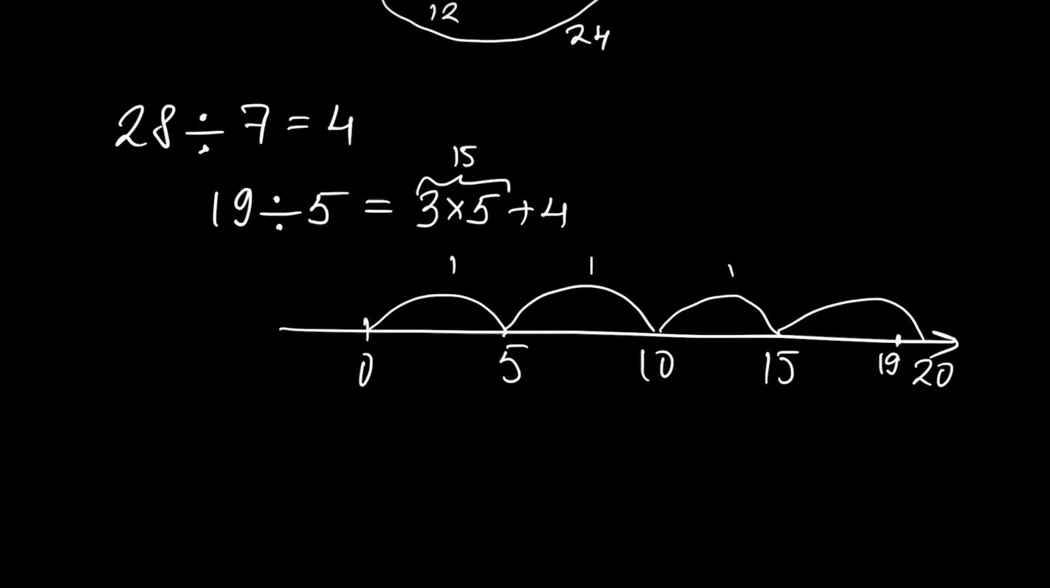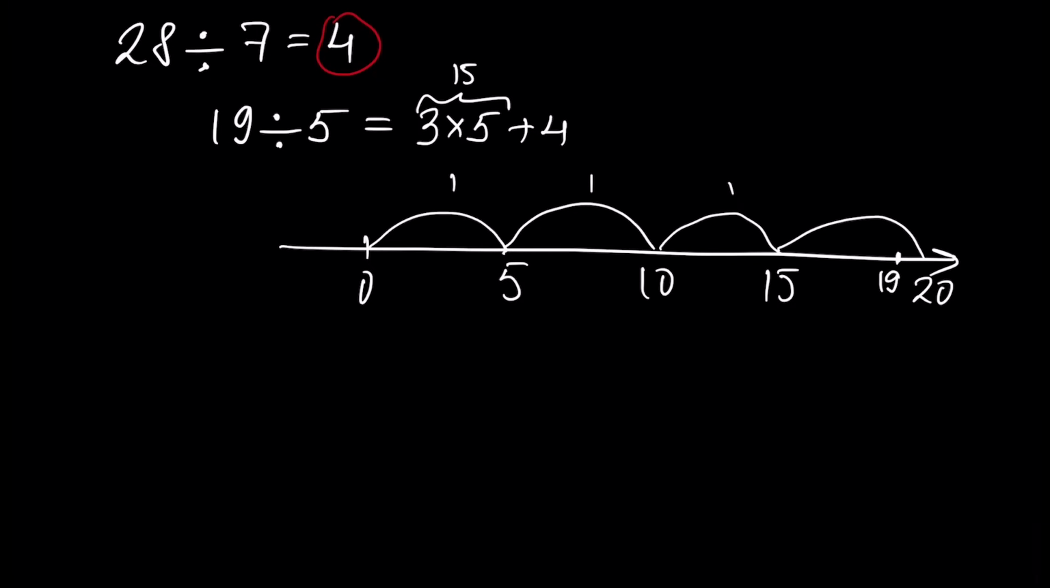But if the quotient is a whole number, as in this example, 28 divided by 7, and the result is a whole number, in this case we can say that 28 is a multiple of 7, and 7 is a divisor of 28, because 4 here is a whole number. That's why, once again, 28 is a multiple of 7, and 7 is a divisor of 28.